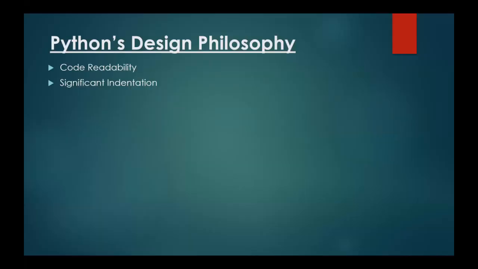Now, talking about Python's design philosophy. What philosophy did Fido van Rossum keep in mind when he started developing Python during the 1989 Christmas? So, one of the important philosophies was code readability.